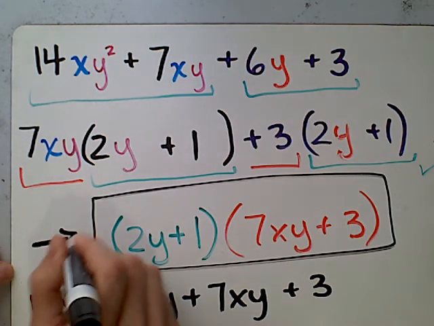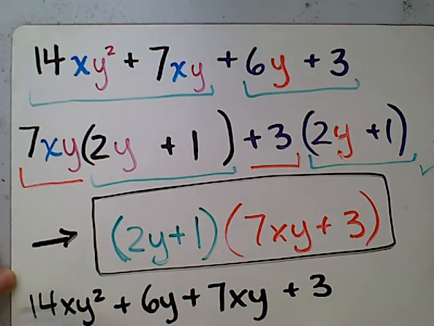Reminder, this is the factored version. This is not the final answer. This is just me checking the answer. But one thing you can do if you're not confident about your answer is just multiply those two factors together to see if it gets you back to where you started.